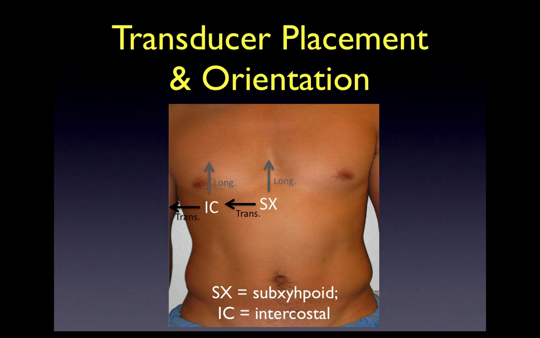The main challenge with the right intercostal approach is trying to navigate between the ribs to visualize the IVC. This can be made easier if you use the smaller footprinted phased array probe. Also note that both the subxiphoid and intercostal technique can be used to visualize the IVC in either the long or the transverse axis.